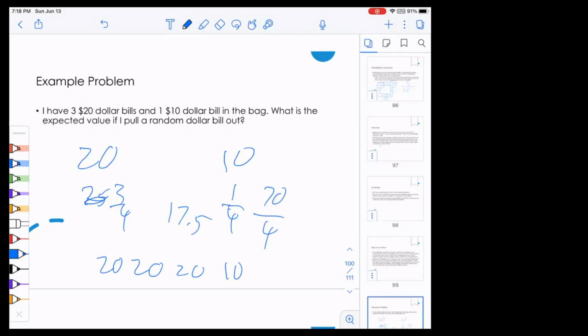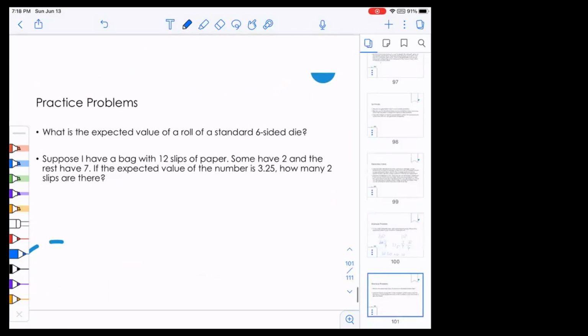Also notice how 17.5 doesn't match any of the other values. It says 20 and 10, but it doesn't say 17.5. But you know that it's the average, so it would be like the middle point, the average you would expect to get with each pull. So I have some practice problems here. I'll give you a few moments to do these.